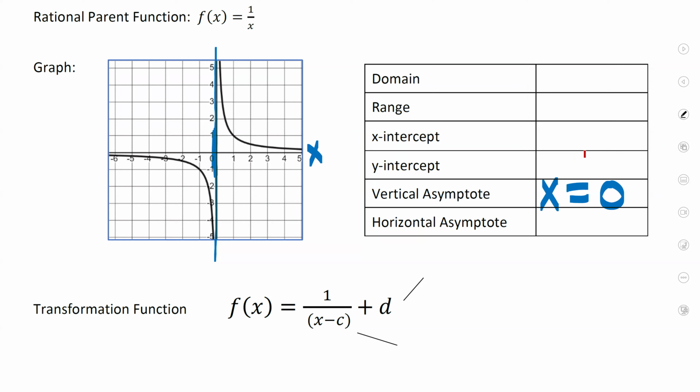Now we're going to draw the horizontal asymptote. This is the horizontal asymptote. It passes through the y-axis right here at 0. So the horizontal asymptote is y equals 0.